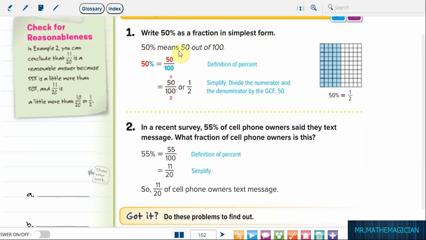Example: write 50% as a fraction in simplest form. 50% means 50 over 100. So let's divide by 50 up and down. This will give you one half.